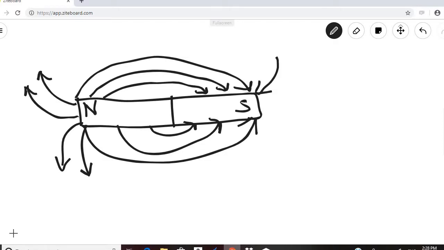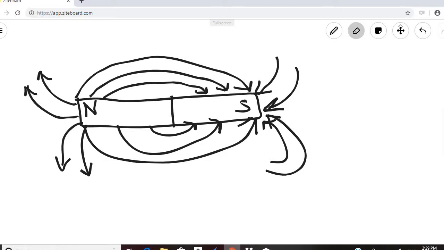So we can show those coming into the south, and we can show these also coming into the south. Okay, so out of the north, every line coming out of the north will end at the south pole. Okay, so let's look at a situation that's a little more complicated than that, but not too much so.